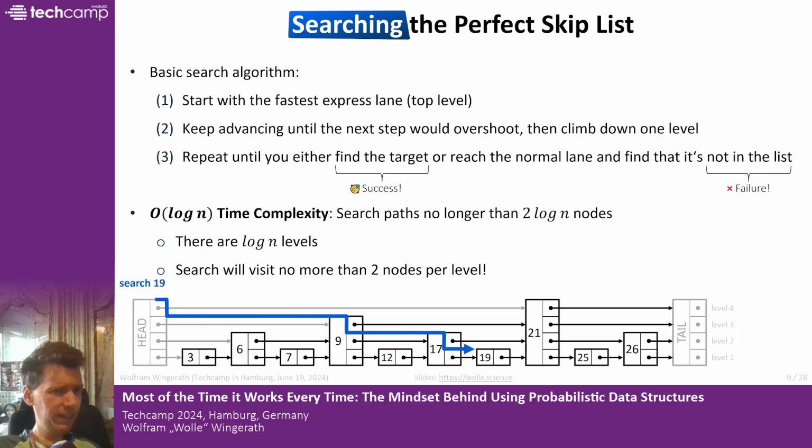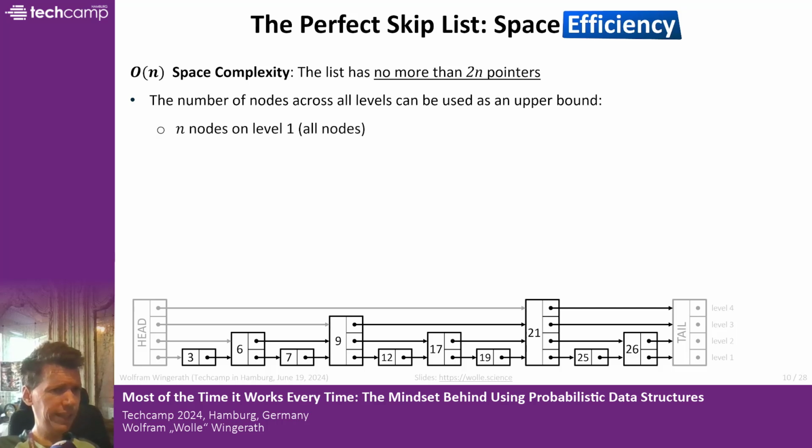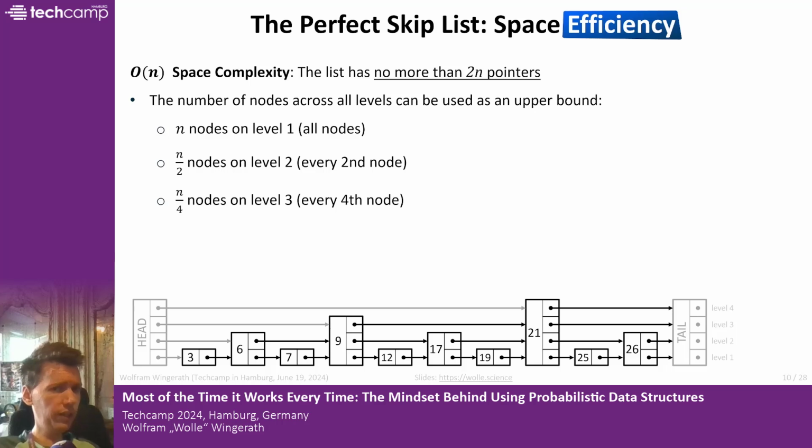And another cool thing is that we even have linear space complexity because we can't have more than 2n pointers. Now you may say, okay, how is that? The thinking here is basically that you could build a sum of all the pointers in your list, and then you would say, okay, if we go through all the lanes, we have n nodes on the first lane because that's the actual normal linked list, and then we have n/2 nodes on the next, and n/4 on the next, and so on and so forth.